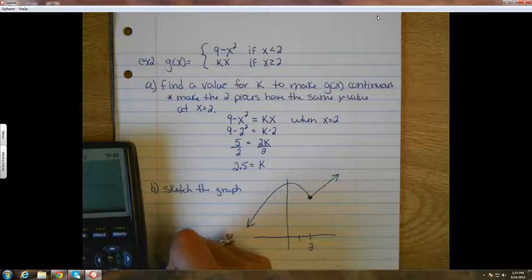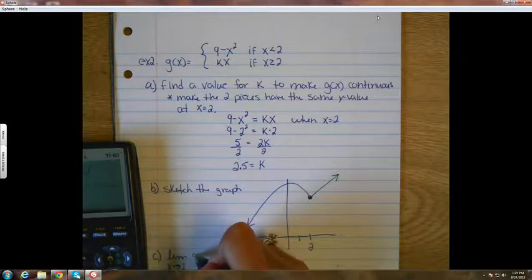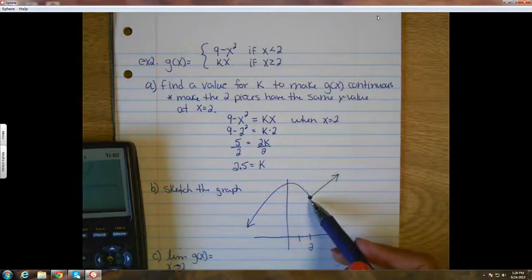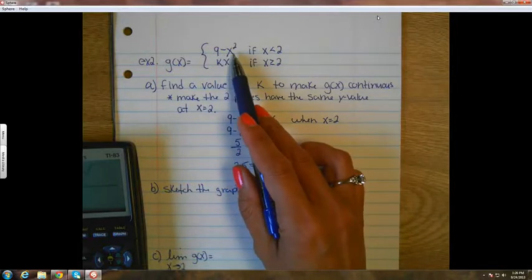And my last question is going to be, what's the limit of g of x? So for C, the limit, as x approaches 2, of g of x, all I've got to do is plug 2, and I can plug it into either branch because they both should approach the same thing. So 9 minus 2 squared is 4.